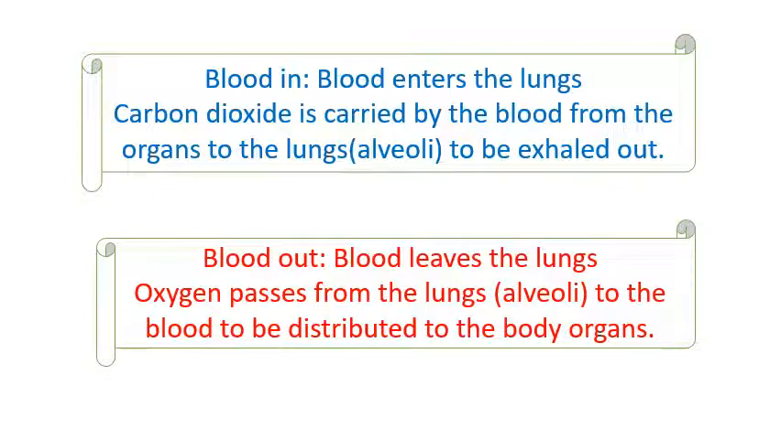So don't forget, blood in means blood that enters the lungs, where carbon dioxide is carried by the blood from the organs to the lungs, mainly the alveoli, to be exhaled out. While blood out means blood that leaves the lungs, where oxygen passes from the lungs, mainly the alveoli, to the blood to be distributed to the body organs.